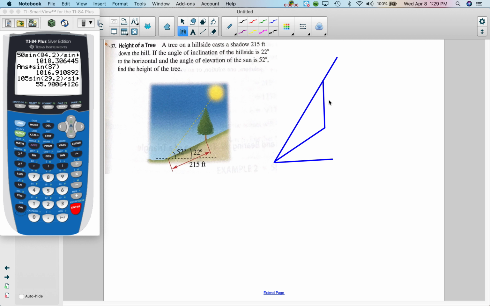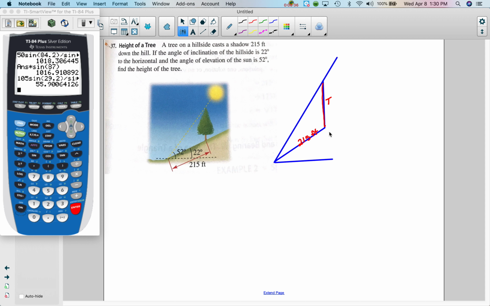Okay, so the tree is this part right here. I'm going to put T for tree. So this is what I'm trying to find. This height right here is what I need to know. So clearly, you can see this triangle right here. First of all, the part that's the shadow, which we know is 215, that's this part right here. So 215 feet is this side. We're trying to find this side.